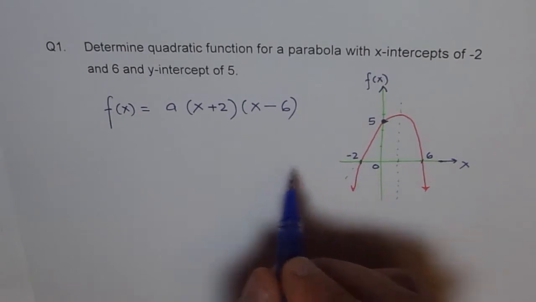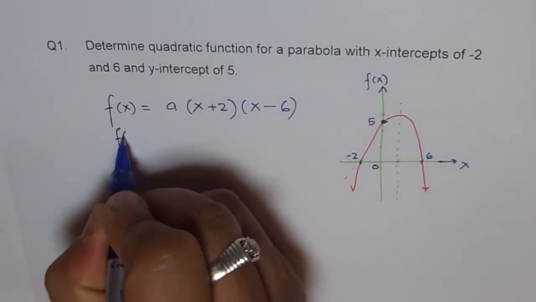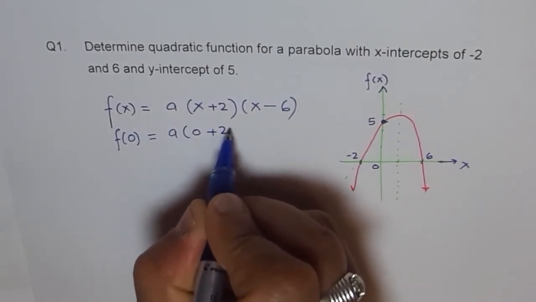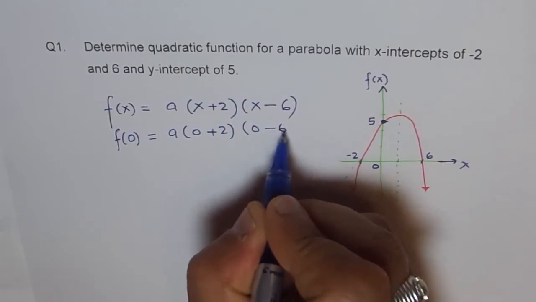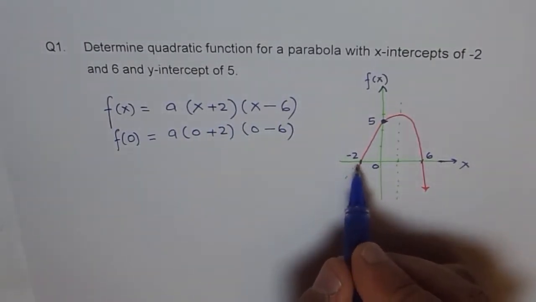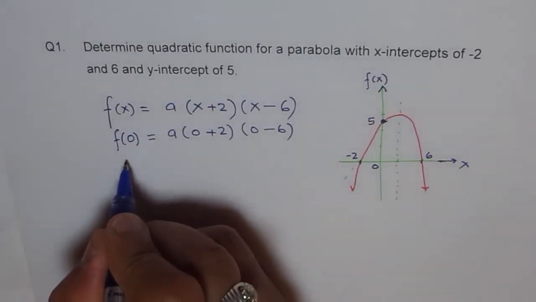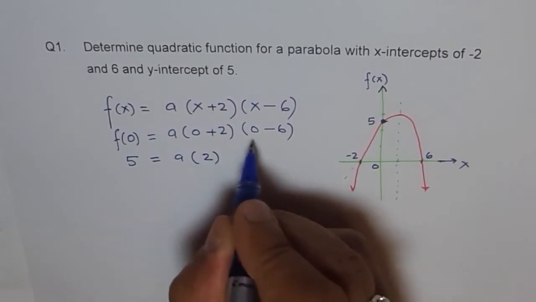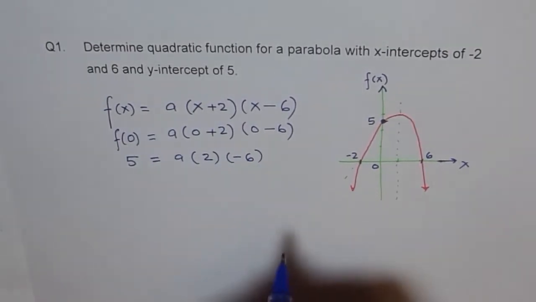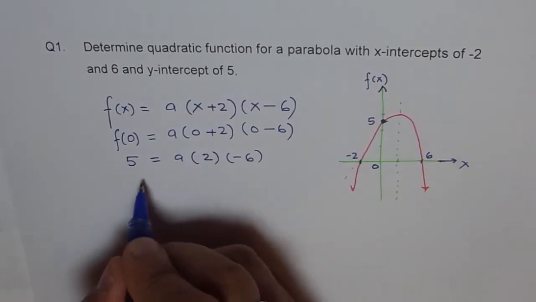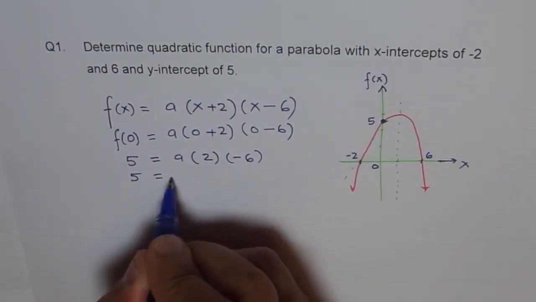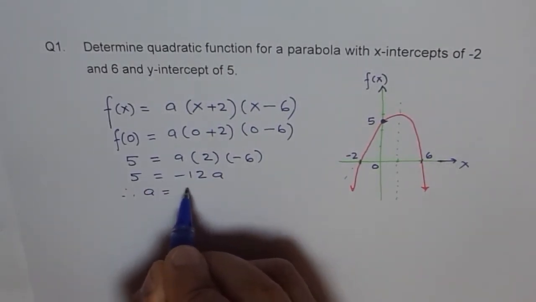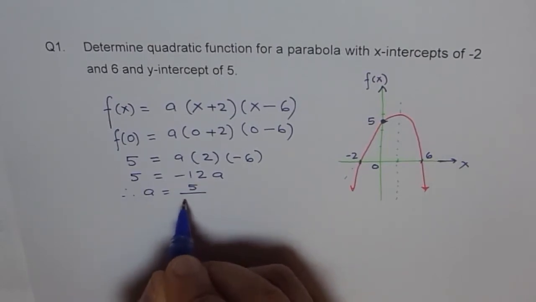So we put 0 for x and say f of 0 is equal to a times (0 plus 2) times (0 minus 6), correct? Now, what is f of 0? The value of the function at 0 is 5. That is the y-intercept. So 5 equals a times 2 times -6. From here we can solve for a: 5 equals -12a, and therefore a equals 5 over -12.